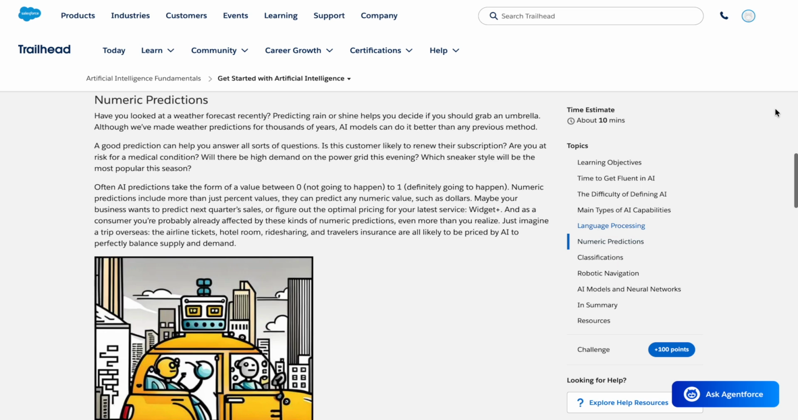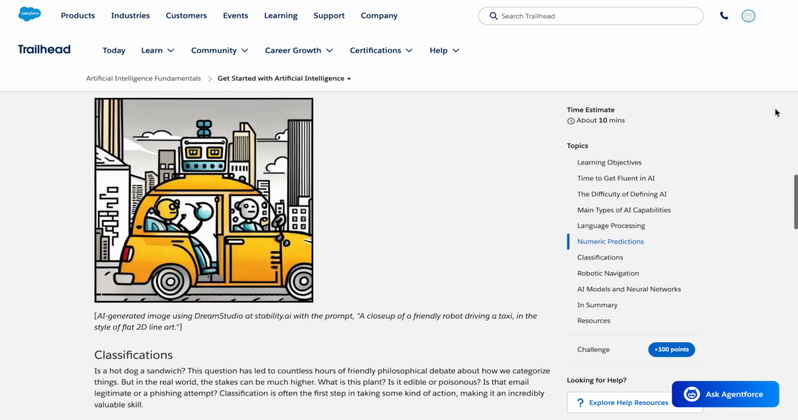Just imagine a trip overseas. The airline tickets, hotel room, ride-sharing, and traveler's insurance are all likely to be priced by AI to perfectly balance supply and demand. AI-generated image using Dream Studio at Stability.ai with the prompt, a close-up of a friendly robot driving a taxi in a style of flat 2D line art.